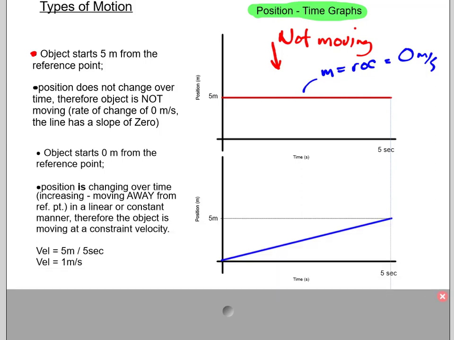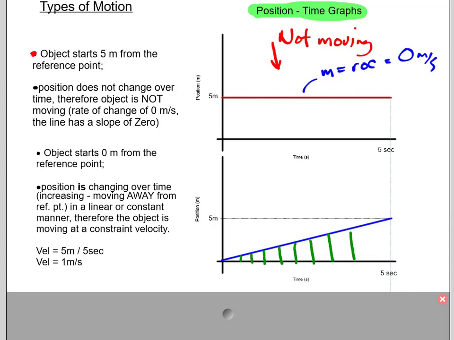If we look at this next one here in blue, the object starts at 0 meters from the reference point. The position is changing now because what we start to see is that the values are getting bigger. And because they're getting bigger, that means the object is moving away from the reference point. Okay, so this object is definitely moving. If we look at the slope or the rate of change of how that's moving, we could see that that is 5 meters traveled in 5 seconds, and we would come up with 1 meter per second as that object's average velocity or average speed.